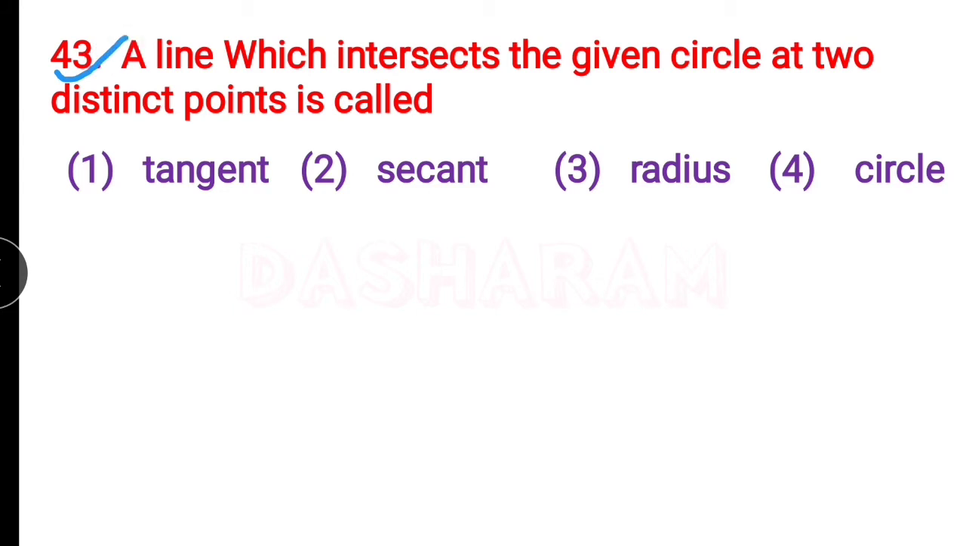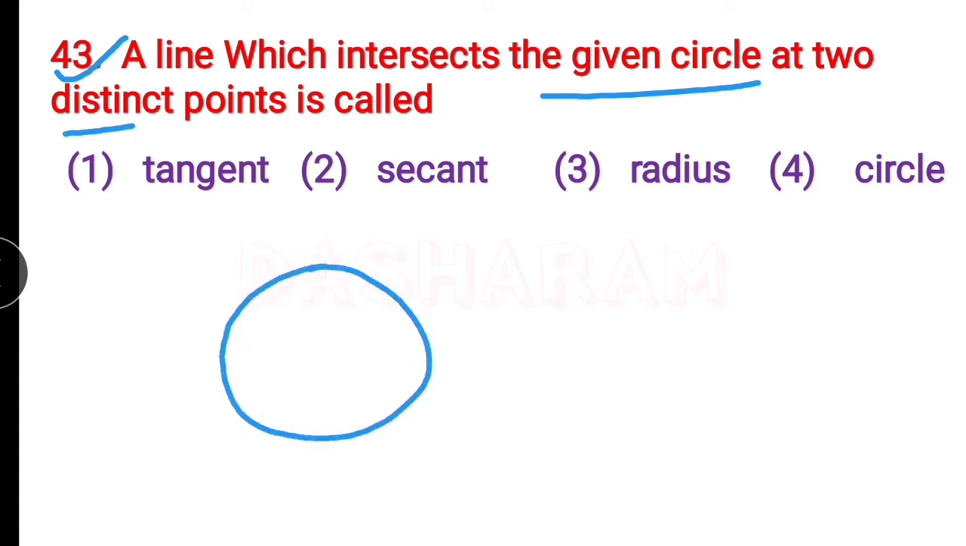43. A line which intersects the given circle at two distinct points. Distinct means different points. So a line intersects the given circle at two distinct points, then what is the name of this line? It is very clear: secant. So that is option 2.